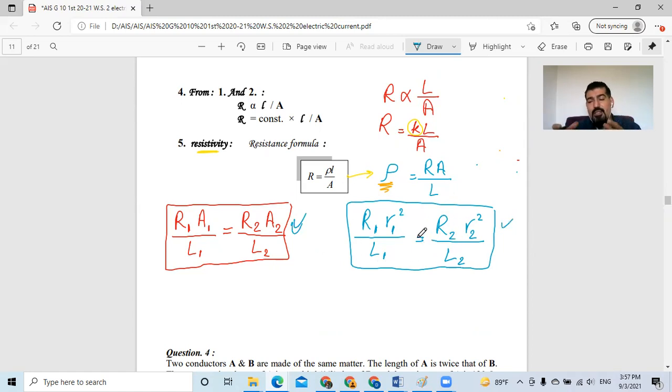Now we are going to answer some questions about this formula, how we are going to use it, from the past paper, and you will see how we are going to use it.